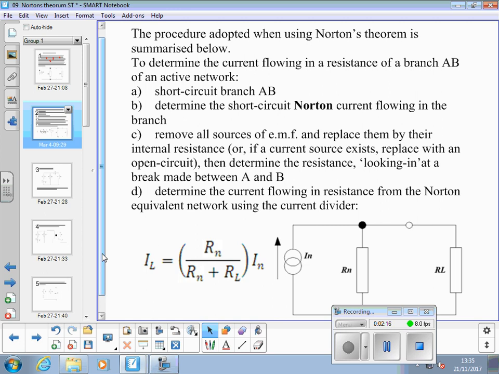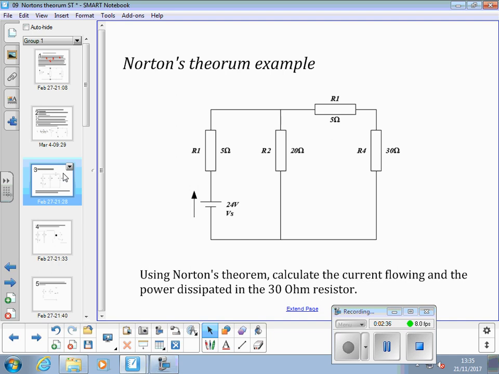Then you can determine the current flow in a resistance from Norton equivalent circuit using either the current divider or other methods if you prefer them, like finding the terminal voltage and calculating it from that. Okay? So, let's have a look at an example. Using Norton's theorem, calculate the current flowing and the power dissipated in a 30 ohm resistor.